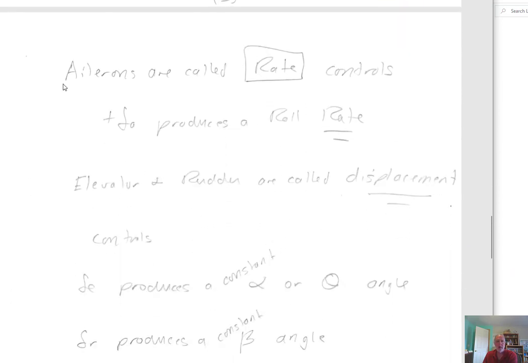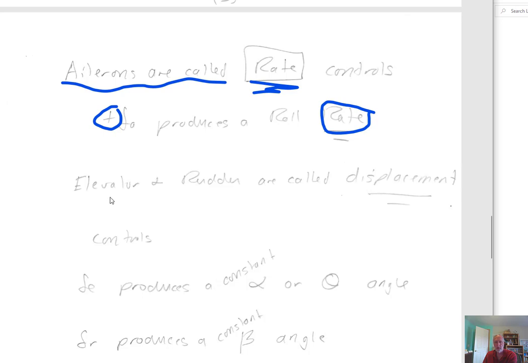All right, another aspect about ailerons is that they are called rate control, which means if you keep the aileron deflected, a positive aileron, you get a roll rate, not a deflection. If you deflect the ailerons, you don't get a deflection to create a bank angle, you get a rate. So if you hold the aileron in, you'll continue to roll and roll and roll. Whereas elevator and rudder are called displacement.